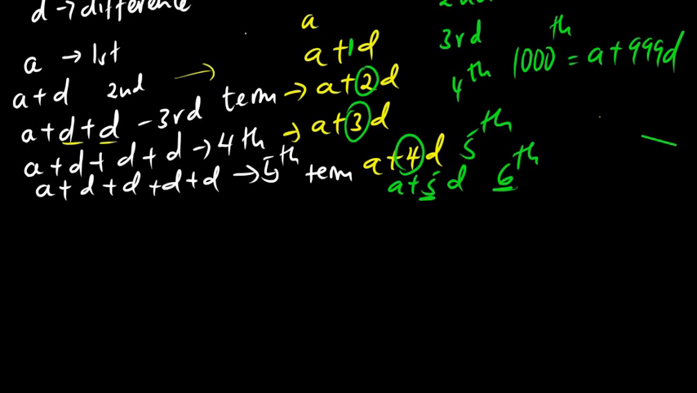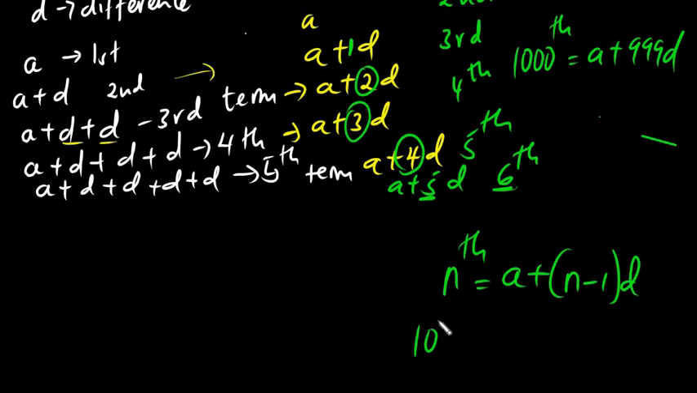That means to get any nth number, we need to have A, which is the first term, plus N minus 1, multiplied by the common difference D. Here N stands for the nth term. If it's the 60th term, N is 60. If it's the 10th term, N is 10. So if we are looking for the 10th term, it will be A plus N minus 1, which is 9, times D, so 9D.